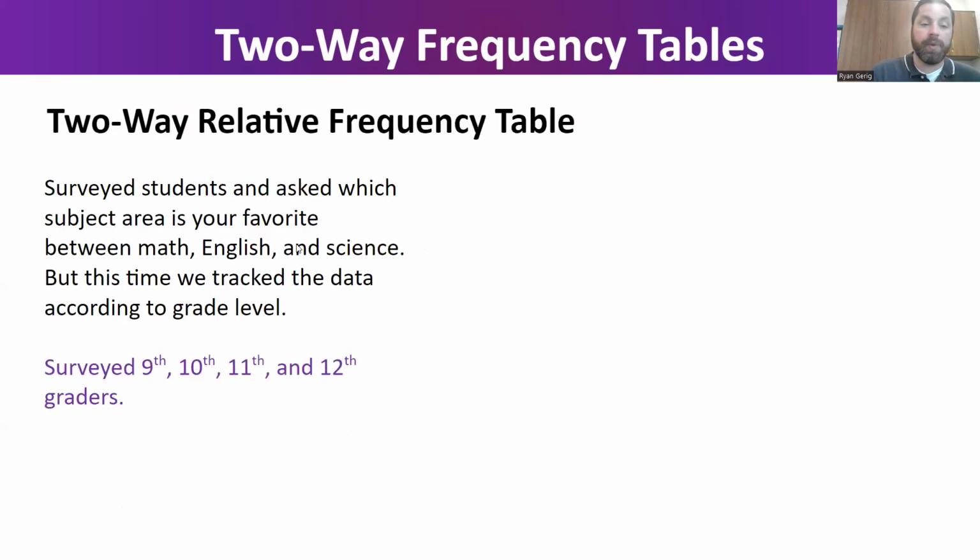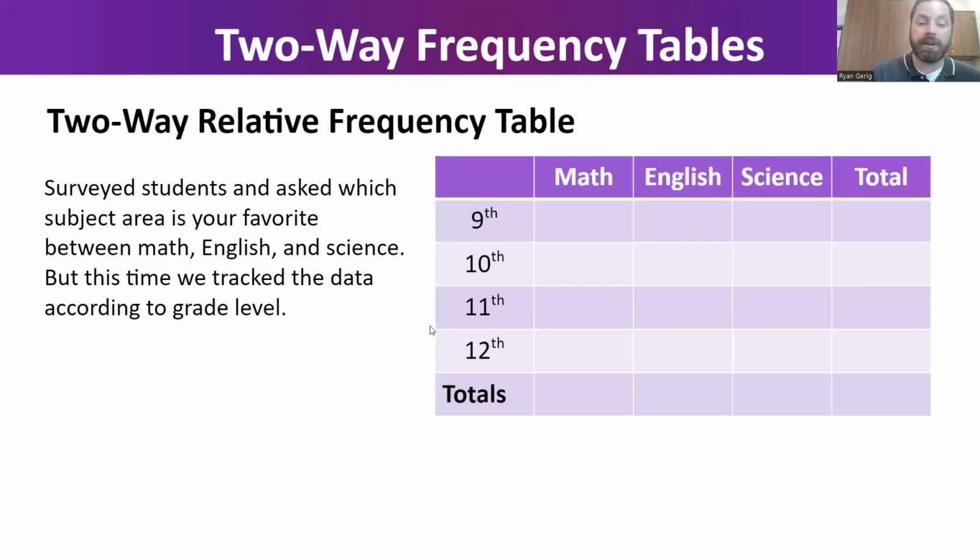Okay, now we're going to look at two-way frequency tables. We surveyed students and asked which subject area is their favorite between math, English, and science. But this time we tracked the data according to grade level. So we've got two variables going on here: subject area, math, English, science, and the other one is the grade level. That's bivariate data. So let's gather the data.